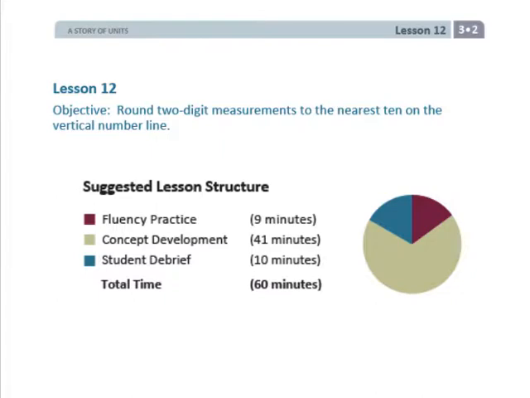Rather than continue to talk about arrays, we're going to work into rounding 2-digit measurements to the nearest 10 on a vertical number line. I'm going to be skipping around because what the third grade teachers really want to do is make sure that you guys are best prepared for fourth grade as possible. So with that being said, we want to cover many bases that we know that you guys are going to be using next year in class. So without further ado, let's begin.